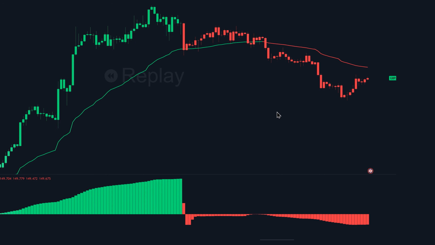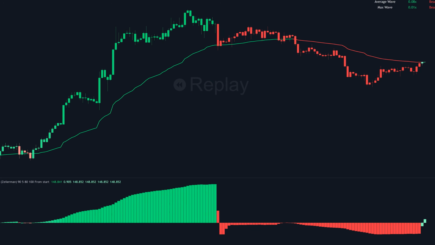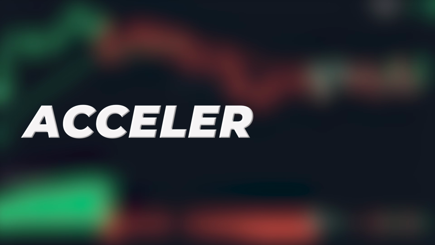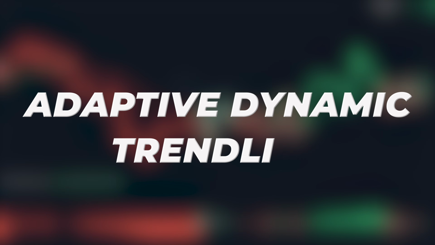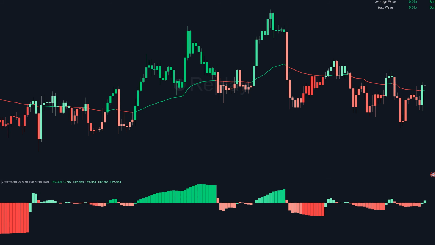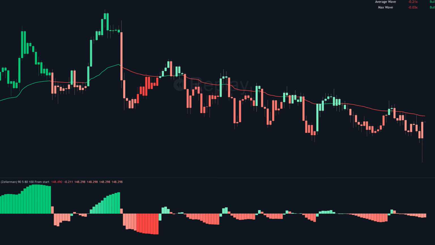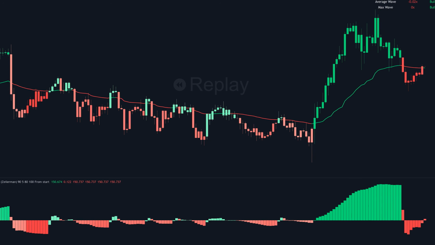So to sum it all up, the Trend Speed Analyzer by Zeiierman is a comprehensive tool that goes beyond simple trend direction. It's designed to measure the actual speed, acceleration, and deceleration of price movements. With its adaptive dynamic trendline, the real-time speed histogram, and the detailed statistical information table, it aims to give you a much deeper, almost 3D view of what the market momentum is doing. By learning to interpret its components and adjusting its settings for different market personalities, it could become a really versatile part of your trading toolkit.